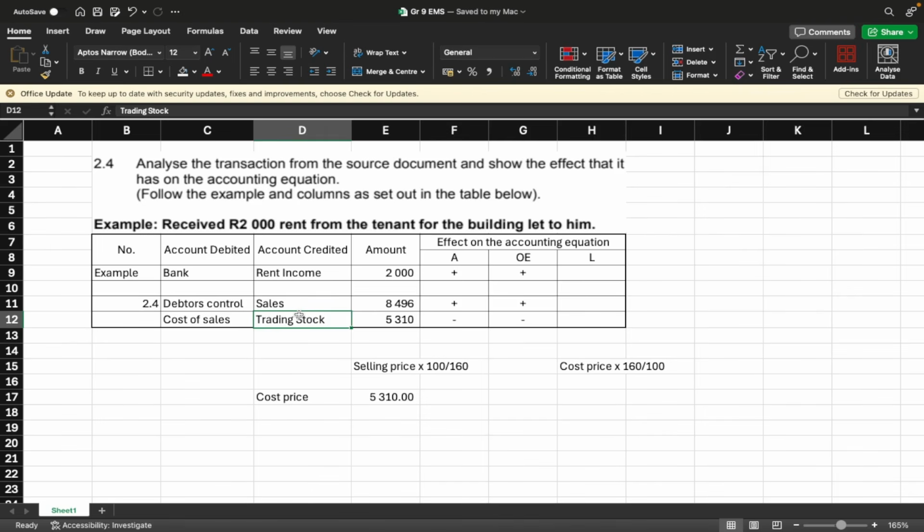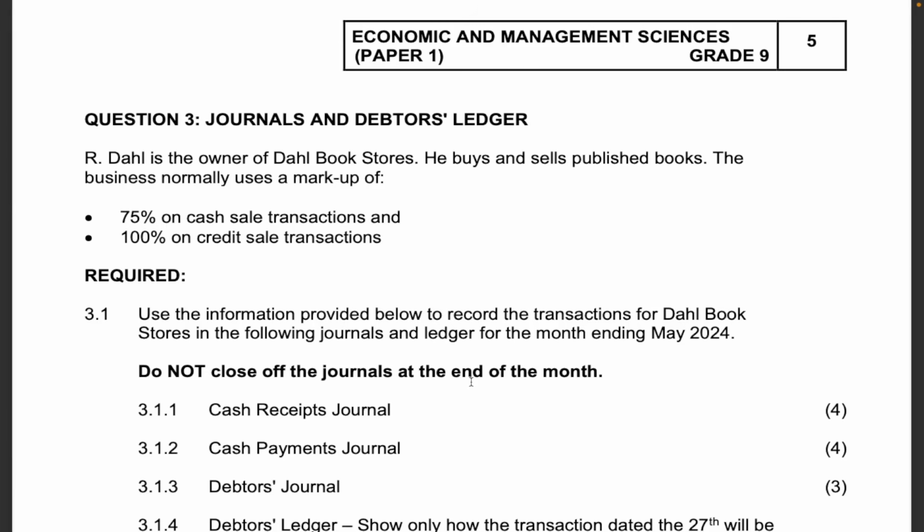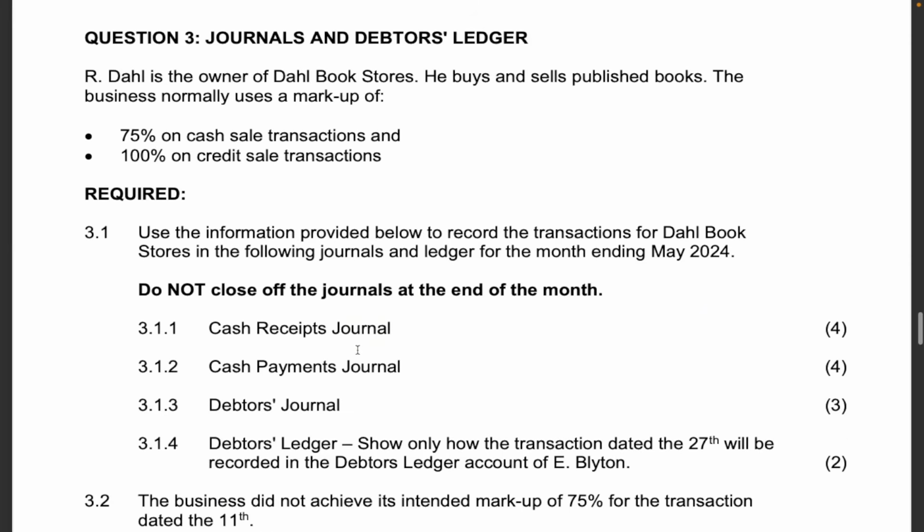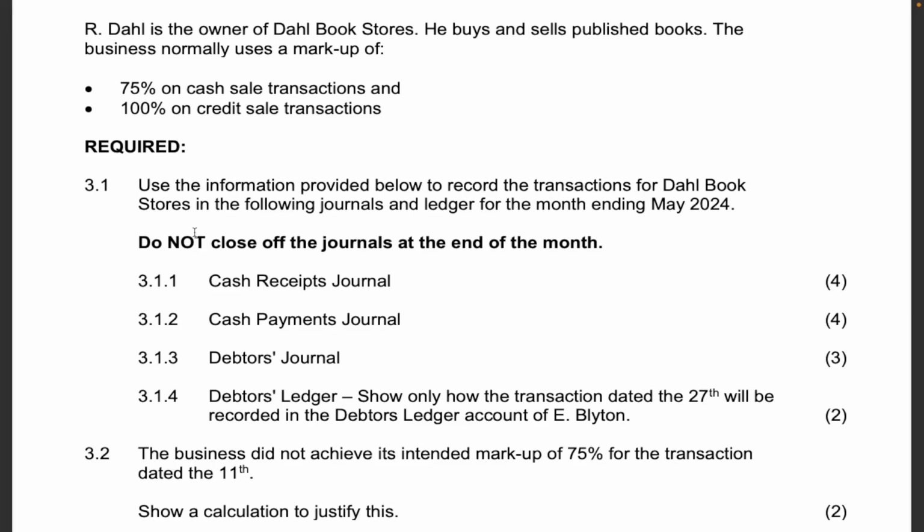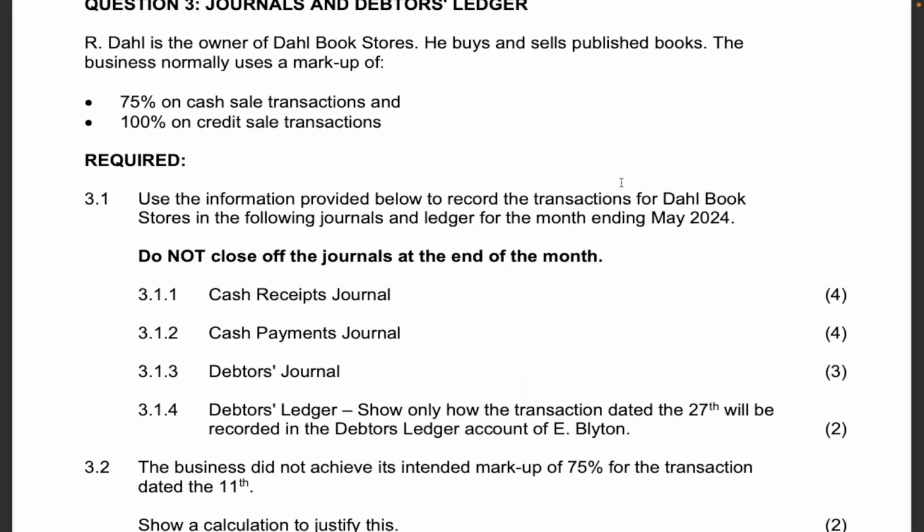So let's keep going. Question 3, journals and debtors ledger. And here we are asked to do a number of journals. You can see here 3.1.1, cash receipts journal, cash payments journal, debtors journal, and debtors ledger. And we are told here in 3.1, use the information provided below to record the transactions of Dal Bookstores in the following journals and ledger for the month ending May 2024.